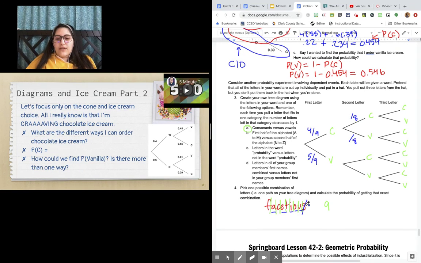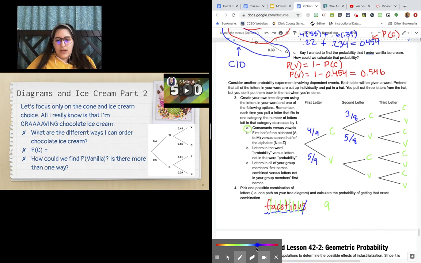So now I have to look at, how many consonants are left here? If I took out the S, there's only 3 consonants left. This one, F, C, and T. So there's only 3 consonants left, but there's still 5 vowels, right? The A, E, the I, the O, and the U. But let's go back and say, what if I drew a vowel first?